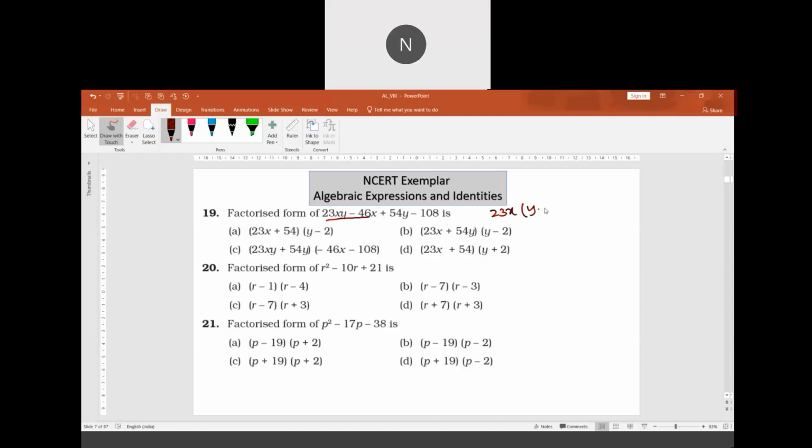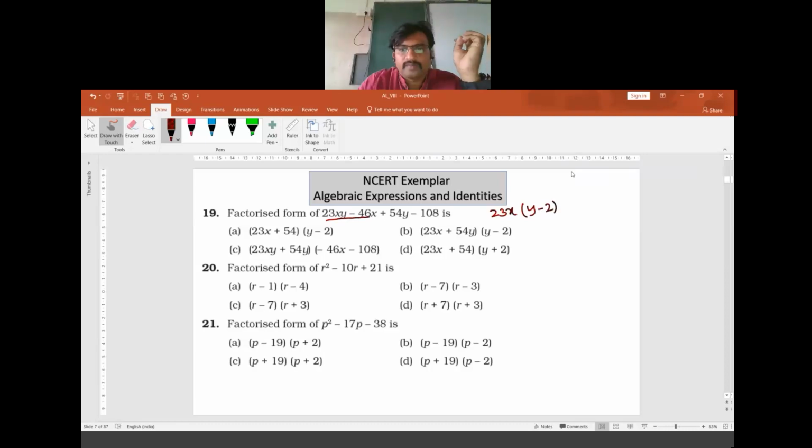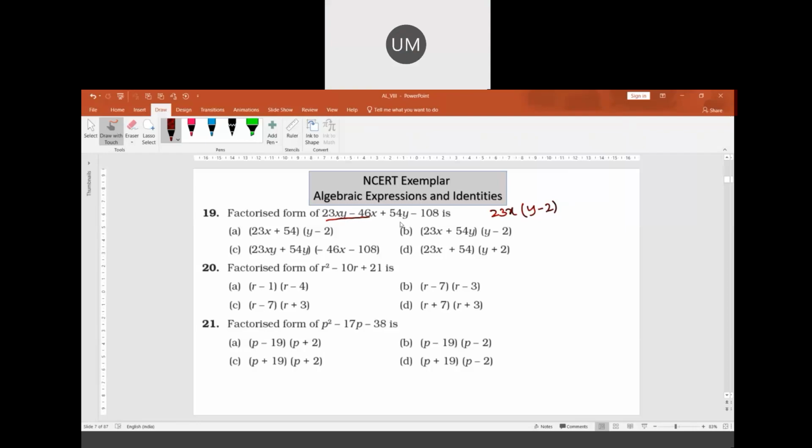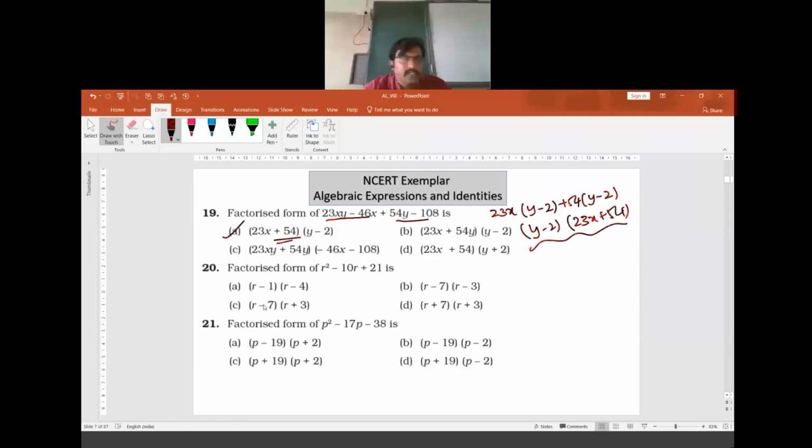What do we get? 23x into y minus 2. Option A. In the other two terms, 54 is common, so plus 54 into y minus 2. Y minus 2 is common, so y minus 2 into 23x plus 54. Option A. Any doubt in question 19? No, sir.